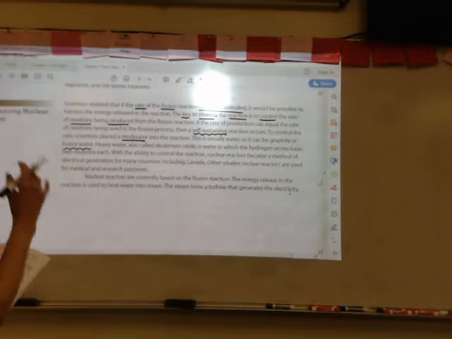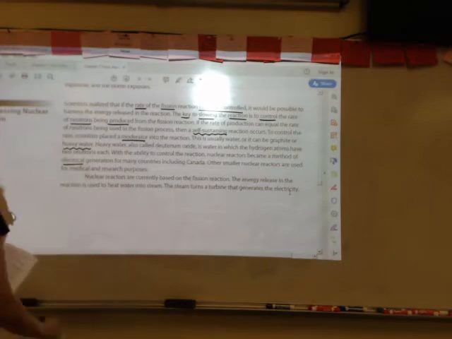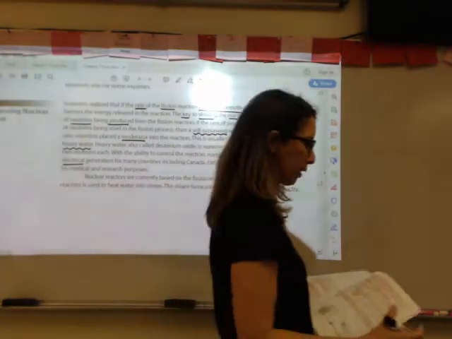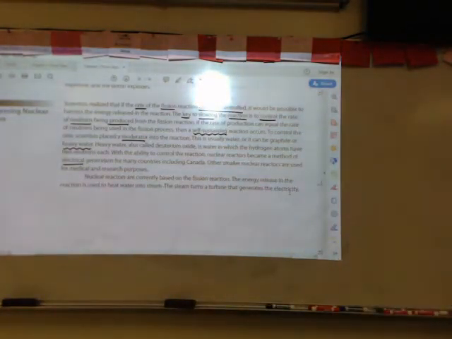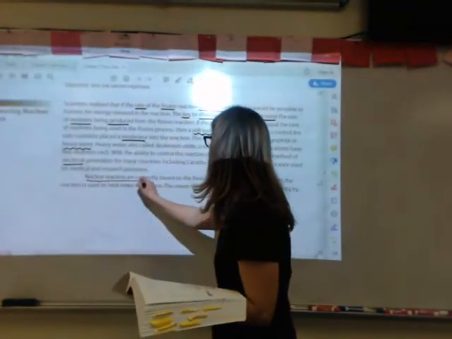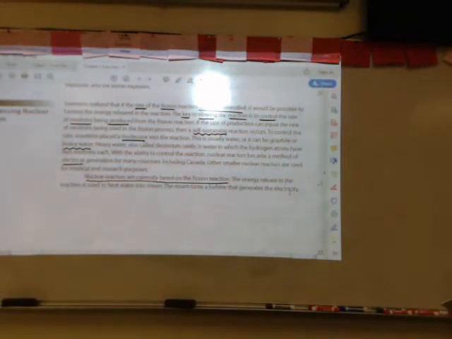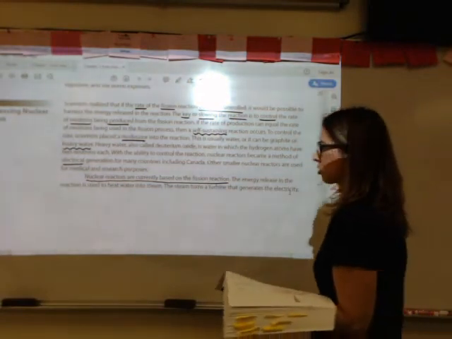That's where you have hydrogen atoms with 2 neutrons. And if you're able to control the reaction, nuclear reactors become a way of generating electricity. They do that in Canada, the United States, and other countries. Other smaller nuclear reactors are used for medical and research purposes. But nuclear reactors are currently based on the fission reaction, and the energy that's released is used to heat water into steam.